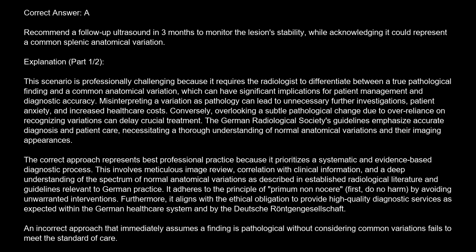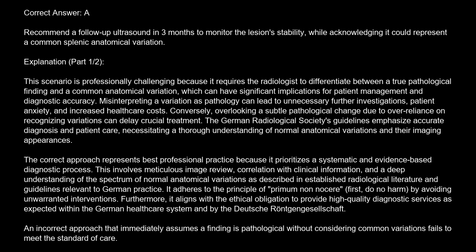Misinterpreting a variation as pathology can lead to unnecessary further investigations, patient anxiety, and increased healthcare costs. Conversely, overlooking a subtle pathological change due to over-reliance on recognizing variations can delay crucial treatment. The German Radiological Society's guidelines emphasize accurate diagnosis and patient care, necessitating a thorough understanding of normal anatomical variations and their imaging appearances. The correct approach represents best professional practice because it prioritizes a systematic and evidence-based diagnostic process.